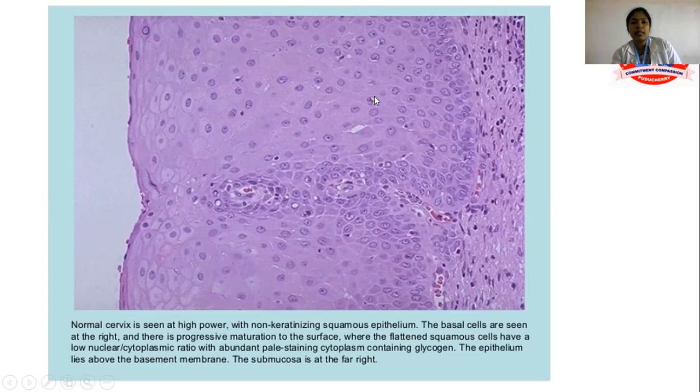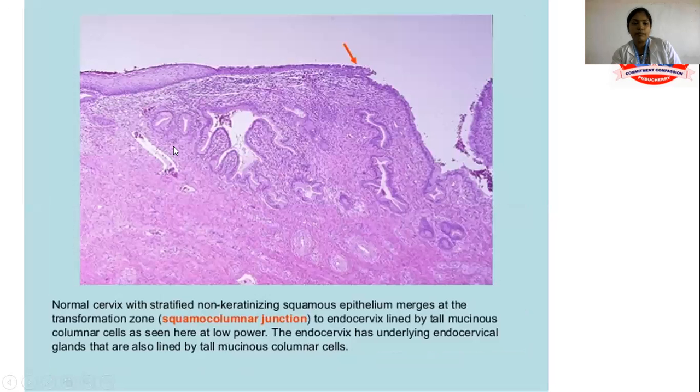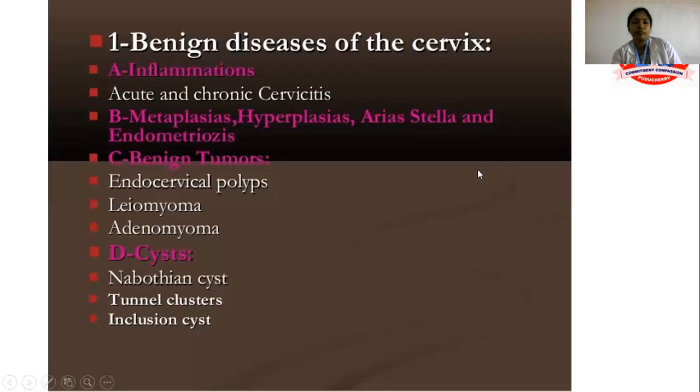These are the basal cells. You have intermediate squamous cells and you have superficial squamous cells. So this is the squamo-columnar junction. Normal cervix with stratified squamous epithelium, not keratinizing, merges at the transformation zone to the endocervix, which is lined by tall mucinous columnar cells.